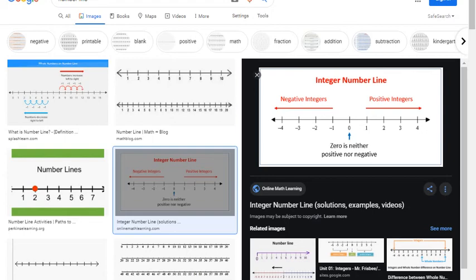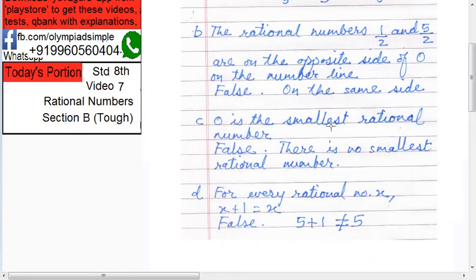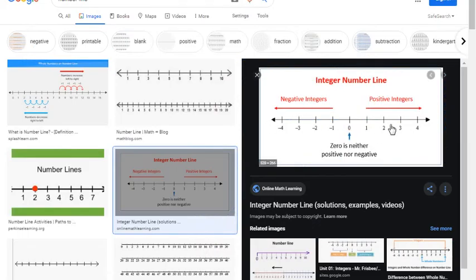Next, 0 is the smallest rational number. That is again false because why? All the numbers on the number line which are shown are rational plus irrational, so both kinds of numbers can be shown on this. So definitely rational numbers will go up to infinity on this side and minus infinity on this side. So is 0 the smallest rational number? No. There are many rational numbers on the left side also.